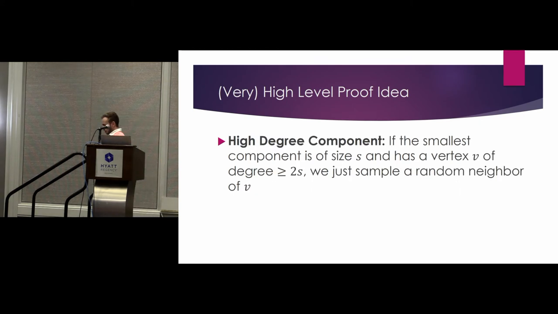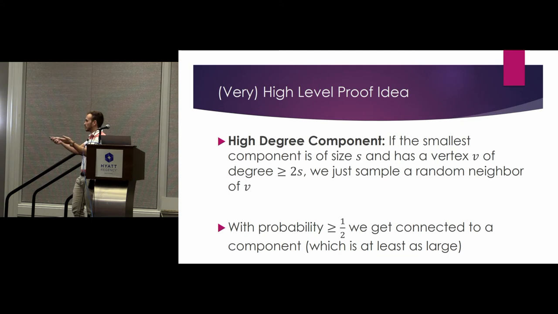Okay, so now we are going to distinguish between two different types of components. So the first type of components, which we call high degree components, are components in which we have some vertex for which the degree is at least twice the size of the component. So if I have some component of size S that contains a vertex of degree at least 2S, I would call this component a high degree component. And in this case, the way I would try to connect this component to something else is by simply picking a random neighbor out of this vertex. The reason it makes sense to do that is because I have probability at least half to get connected to something else when I do that. It has twice the amount of neighbors as the size of the component, then half of its neighbors are outside of the component.